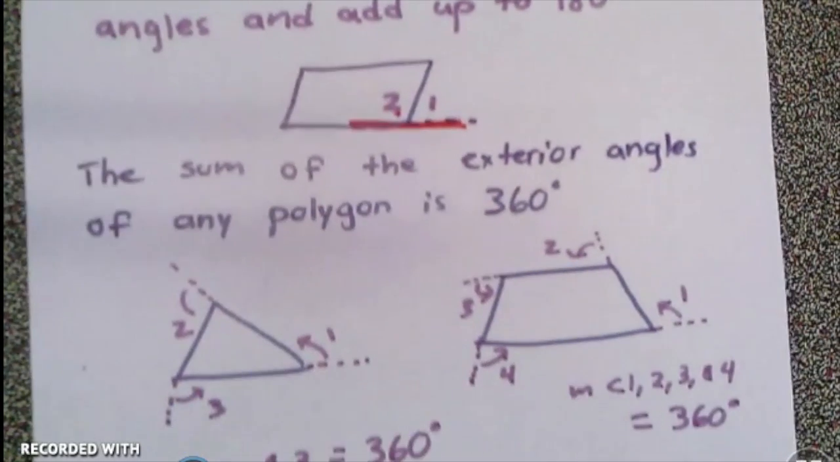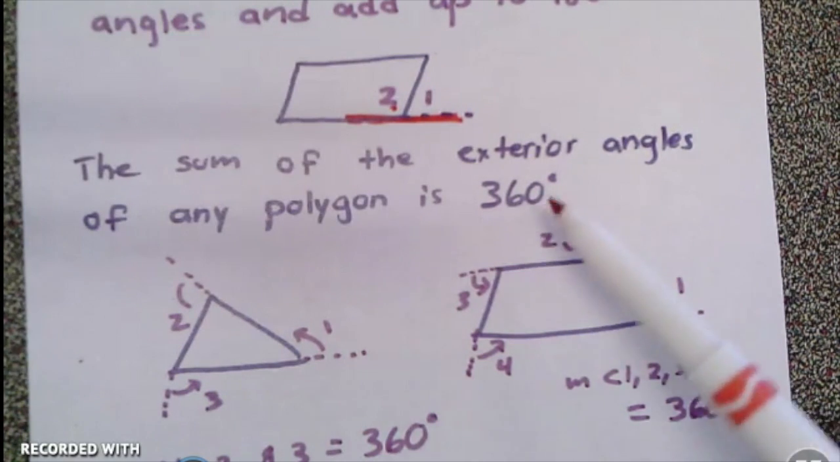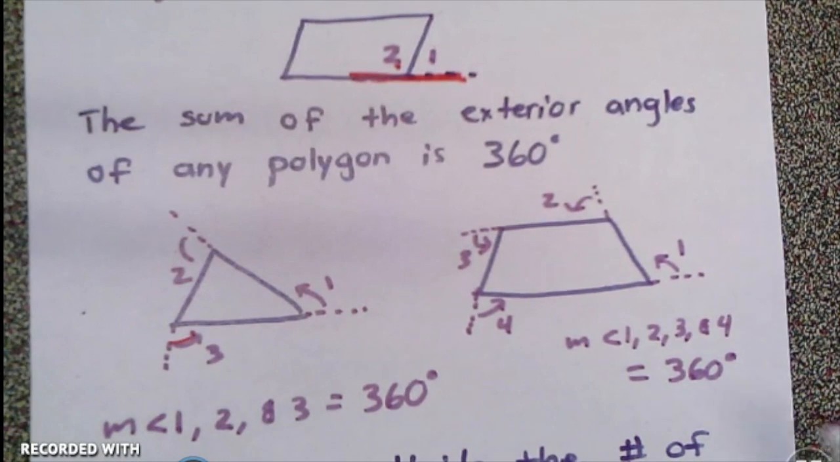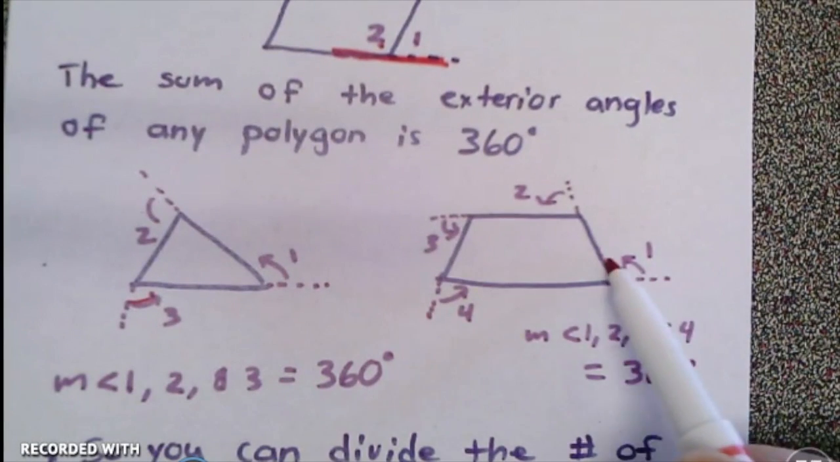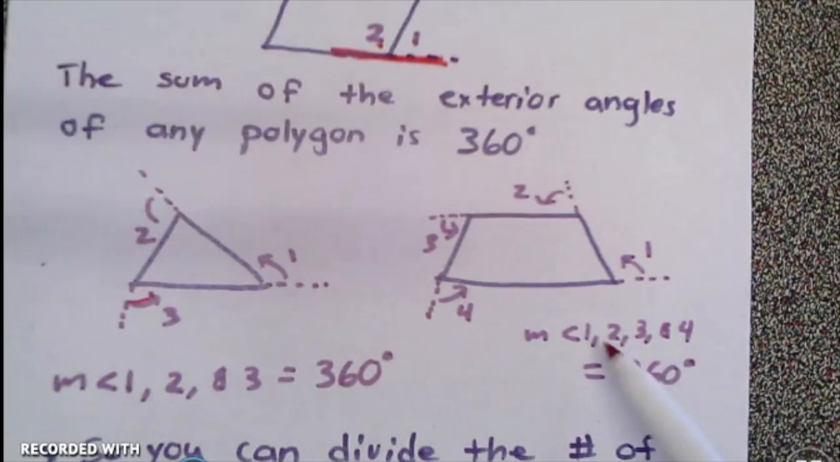The sum of the exterior angles of a polygon is 360 degrees. Okay, this is what we've been doing. So here, if we add up this plus this plus this, we're going to get 360 degrees. If we had a quadrilateral, if we added up this plus this plus this plus this, we're going to get 360 degrees. It's always 360 when we're talking about the exterior angles.